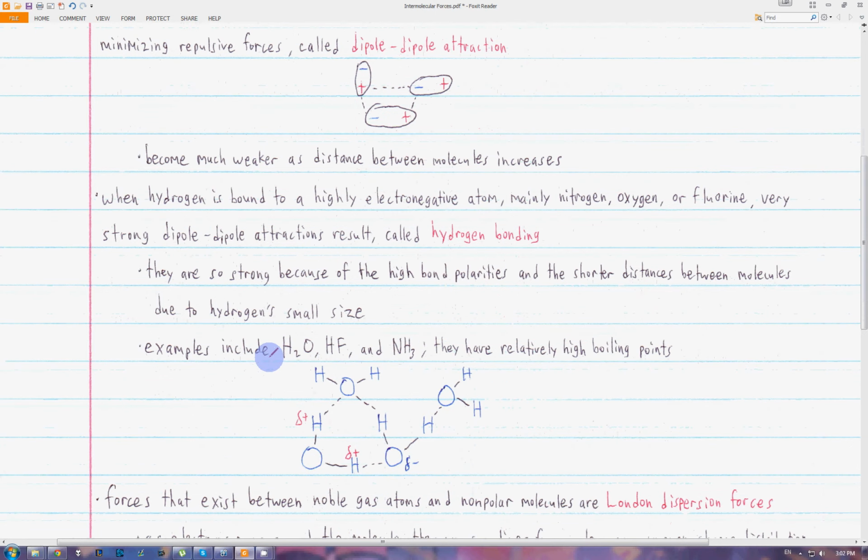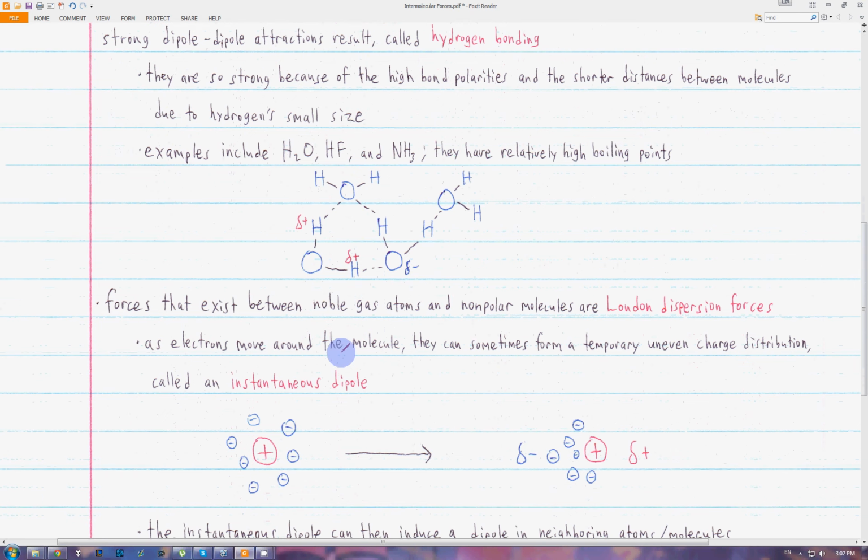An example of hydrogen bonding is in water, HF, and NH3. So since these hydrogen bonds are stronger than normal dipole-dipole attractions, they have relatively high boiling points. So here you can see a diagram of the hydrogen bonding within H2O. The oxygens, since they have the lone pairs, are slightly negatively charged, and the hydrogens are slightly positively charged. So the positively charged hydrogens are attracted to the negatively charged oxygens.